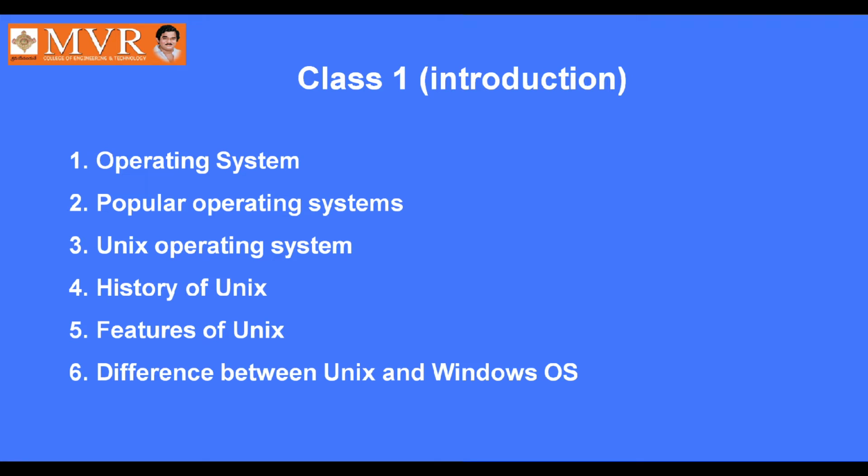So today we are going to discuss the following few topics: what is an operating system, what are the popular operating systems available, what is Unix, what is its history, some features of Unix, and the major differences and similarities between Unix and the Windows operating system.